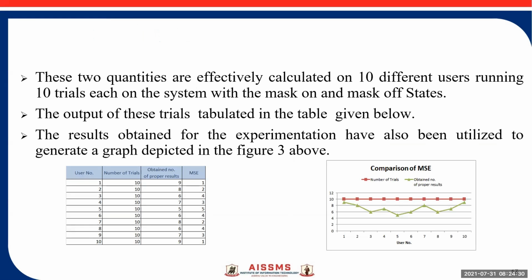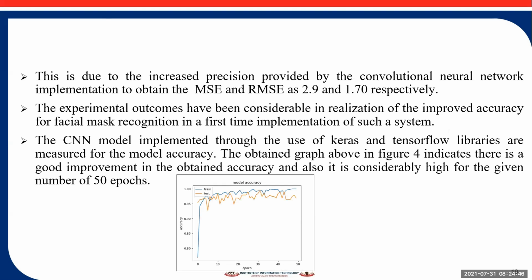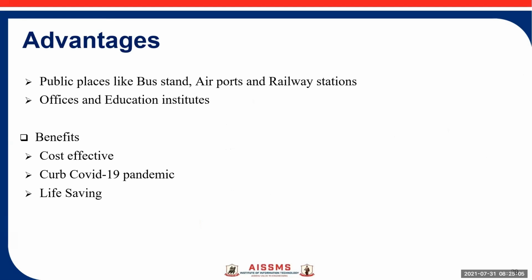As we can see in the two images, for the experimentation we conducted, the accuracy of the proposed methodology for facial detection through convolutional neural network has been highly effective, and it has a very minimum error. In the image given here, we can see the actual model accuracy. For the CNN model implemented here, we have used the Keras and TensorFlow libraries, and in the obtained graph we can see there is good improvement in accuracy, and it is considerably high for the given 50 epochs.